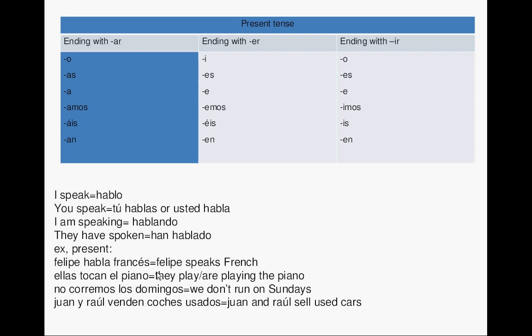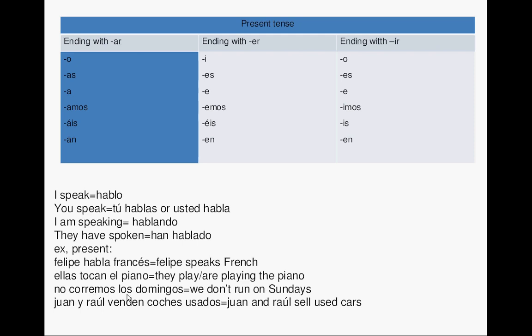They play the piano. Ellas tocan el piano. We don't run on Sundays. No corremos los domingos. We is the plural first pronoun, and the ending changes to AMOS. Correr is run, and don't appears as no before. Corremos, we run. No corremos, we don't run. Los domingos is on Sundays.